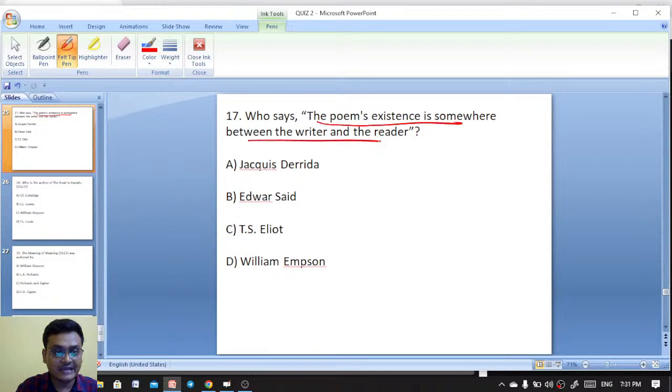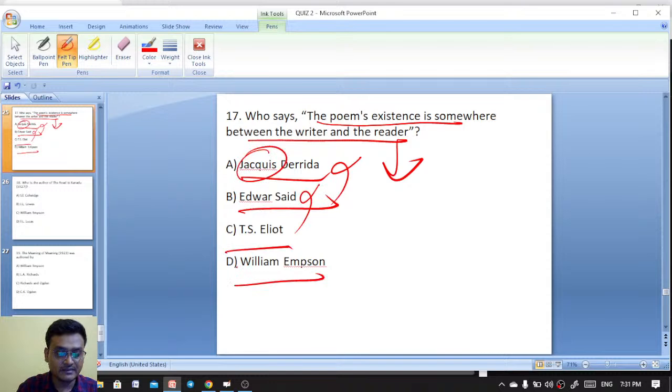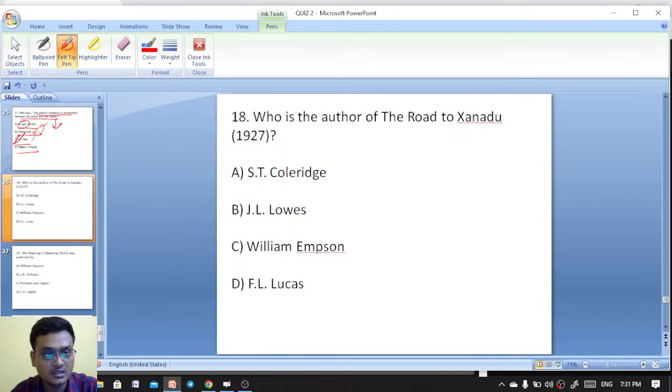Jacques Derrida, Edward Said, T.S. Eliot, William Gibson. It's T.S. Eliot. So, okay. The poem's existence is somewhere between the writer and the reader. T.S. Eliot. Who is the author of Road to Xanadu?